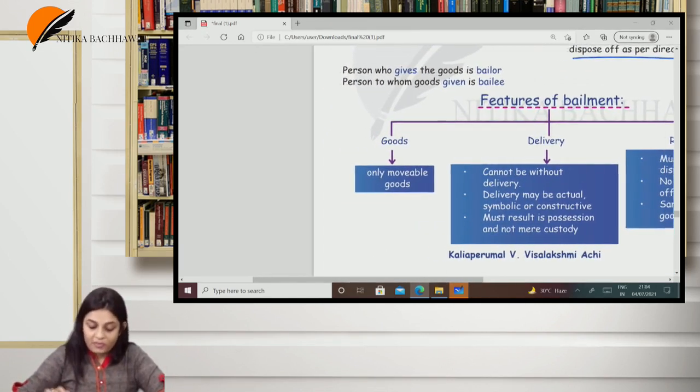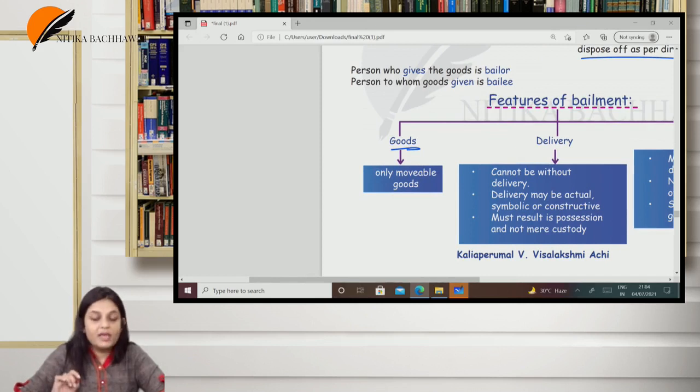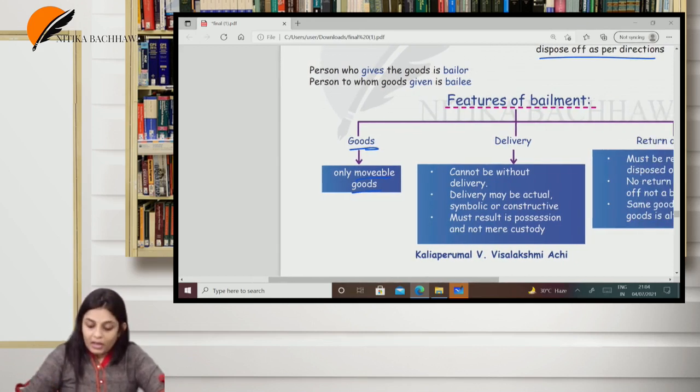So what are the features of bailment? What are the features of bailment? First of all, there have to be goods, and when I say goods, goods means only movable goods. Bailment can never be for immovable goods, right? Then there should be some delivery of the goods.